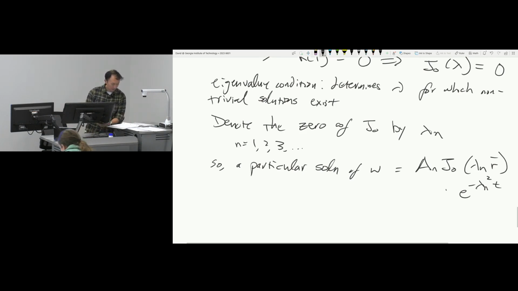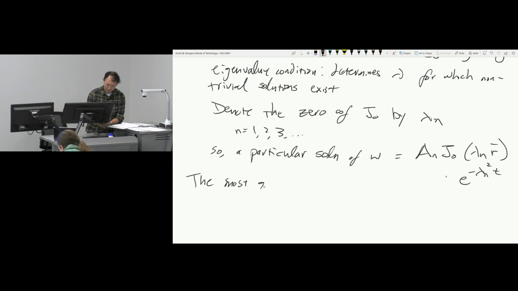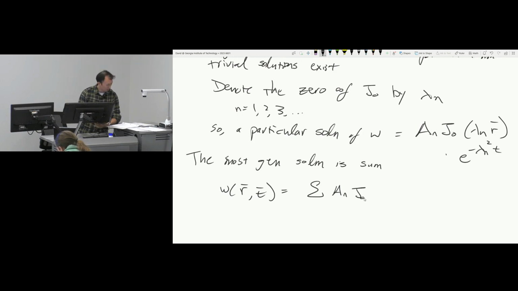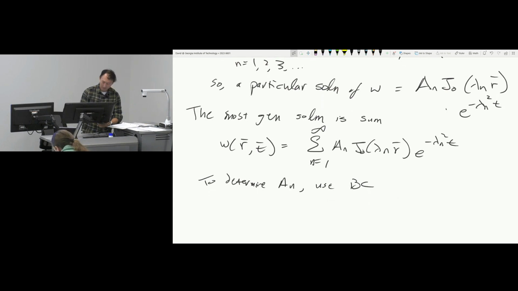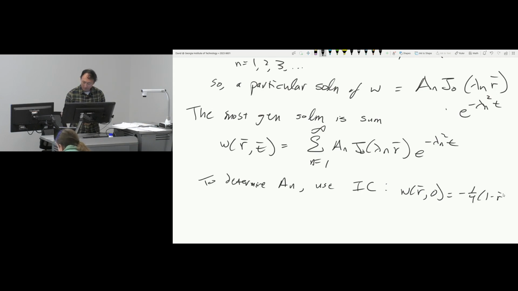The most general solution is the sum of all those. The problem is I've introduced a new unknown, capital A sub n. I have to get rid of that by using the initial condition, w of r bar, 0 is equal to negative 1/4 times 1 minus r bar squared. And that allows me to write this.